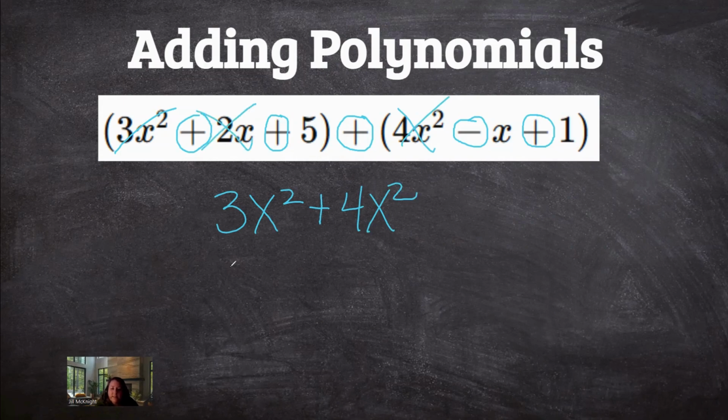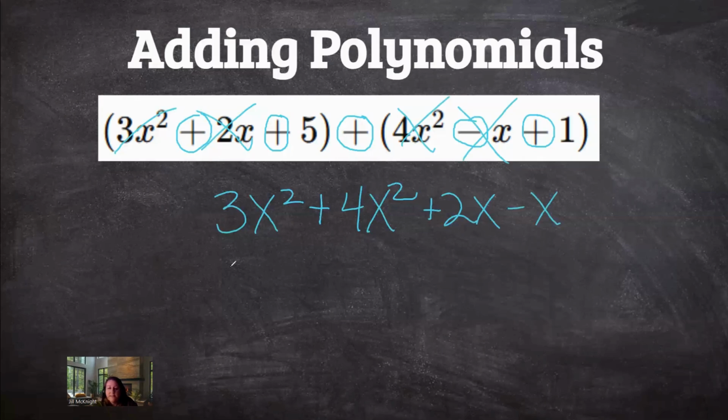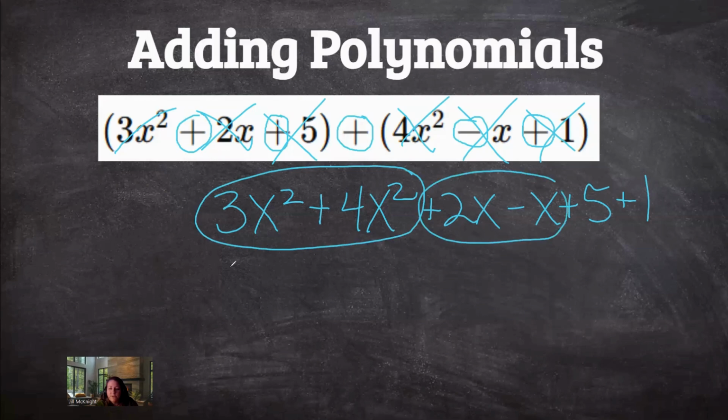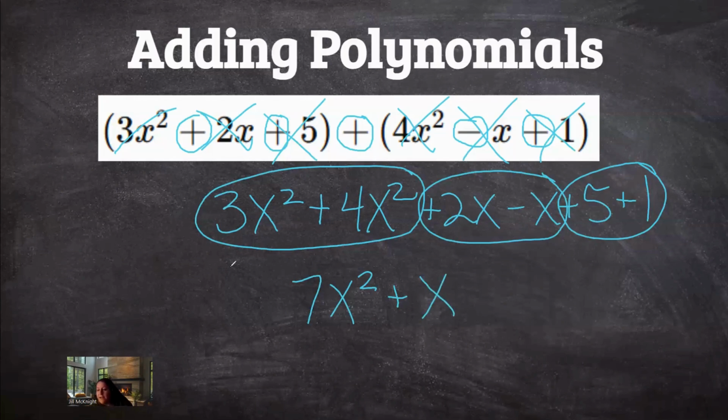Plus 2x, minus x, plus 5, plus 1. So we can combine these two, we can combine these two, and we can combine these two. So 3x squared plus 4x squared, we just add the coefficients to get 7x squared, plus 2x minus x. So 2x minus x is like minus 1x, which is just x. So 7x squared plus x, and then 5 plus 1 is 6, plus 6.